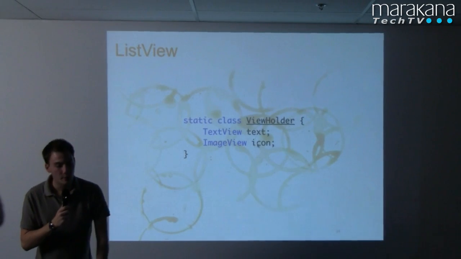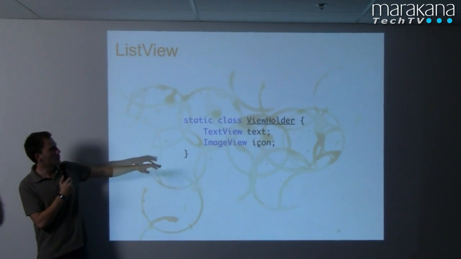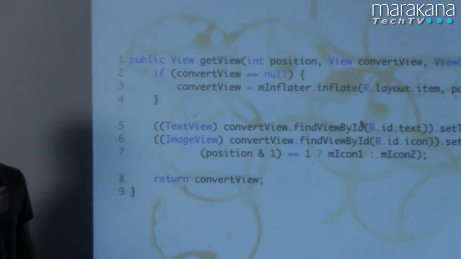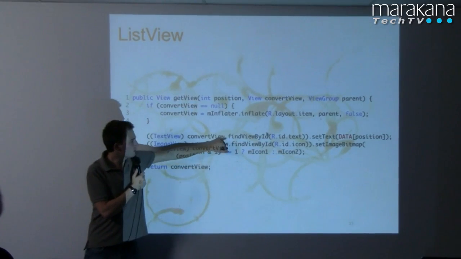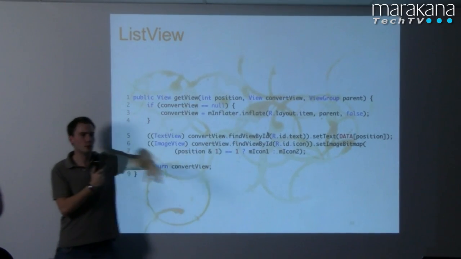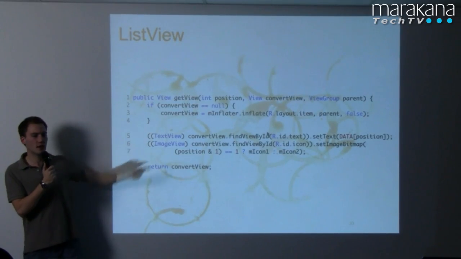There's a third way that's even better. It's what we call the view holder pattern. There's some stuff that you do over and over again in GetView. For instance, here, even when we use the ConvertView, we always do those two find view by ID. We find a text view and an image view. Well, we shouldn't have to do that every time.